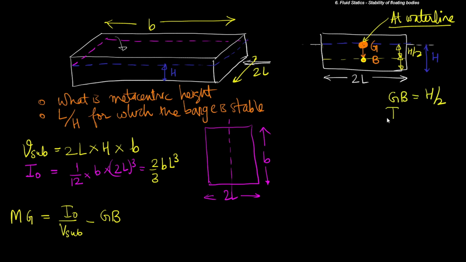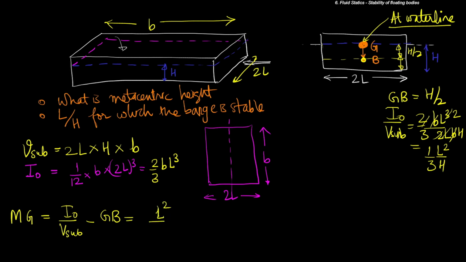What is I naught upon V sub? This is going to be 2/3 BL cubed divided by 2L BH. So B cancels out, 2 cancels out, L square. So this becomes 1/3 L square upon H. So this expression reduces to L square upon 3H minus GB. GB is H by 2, which implies H upon 2 times (2L square upon 3H square minus 1). So this particular expression is this.